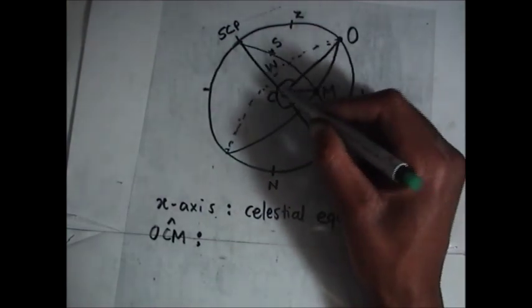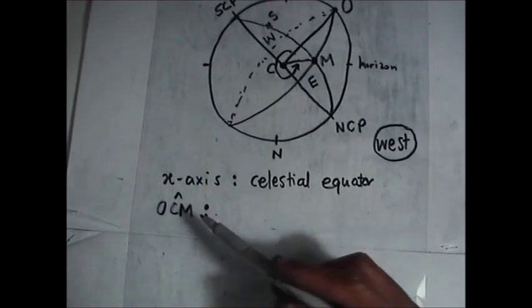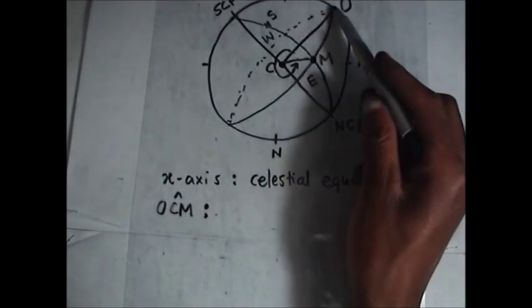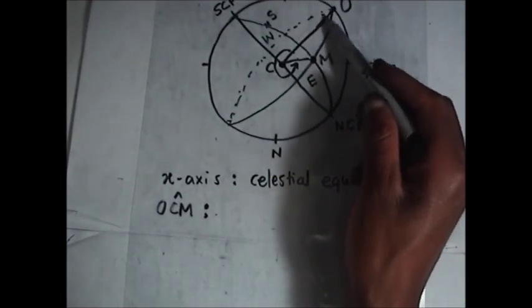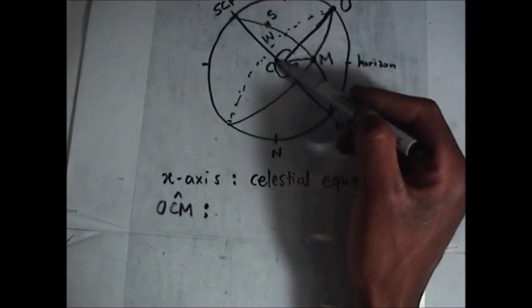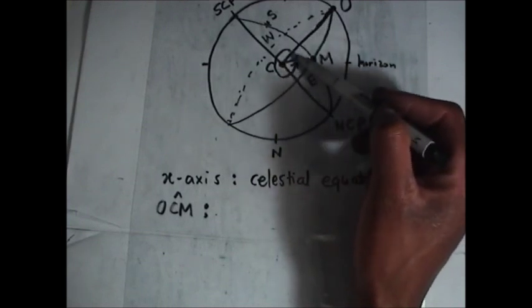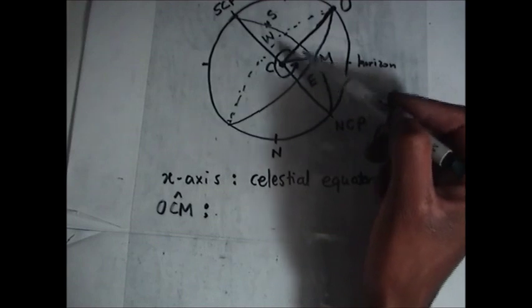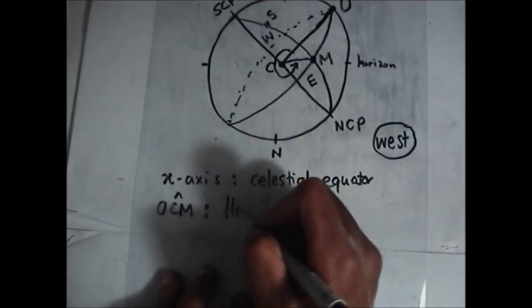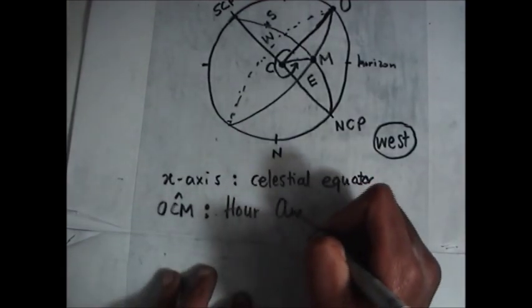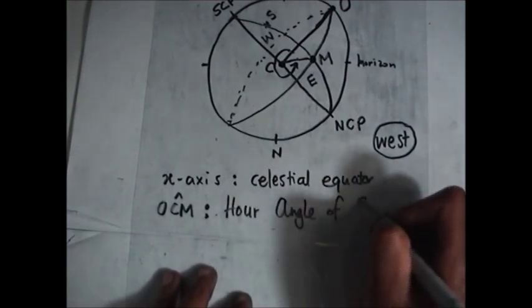And then coming here, we are going to measure our OCM. So OCM, measured from the celestial meridian like this through west from 0 to 360 degrees, is known as the hour angle of S. So this is going to be our hour angle of S.